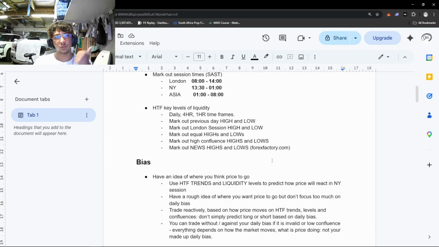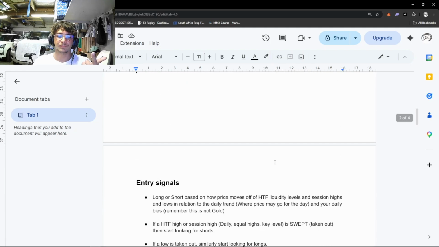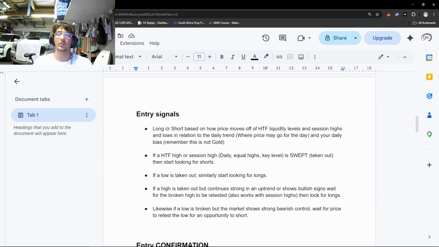Alrighty, once we have our drawings and our bias established, what do you guys think is next? Entry signals. We want to long or short based on how price moves off of the higher time frame liquidity levels and session highs and lows in relation to the daily trend, where price may go for the day, and your daily bias. Remember, this is not gold.